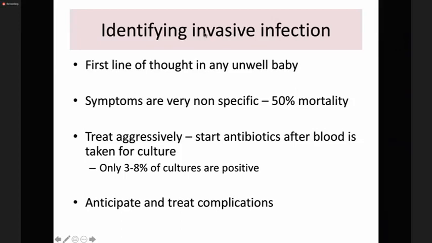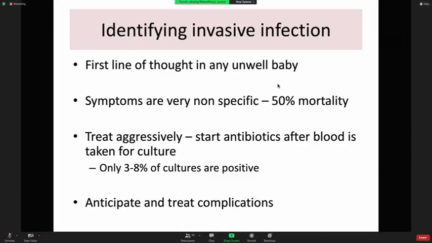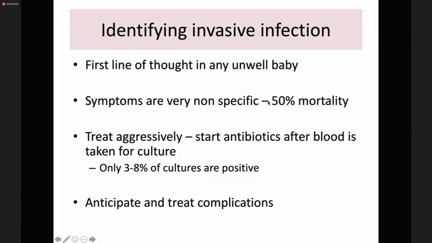So how do we identify invasive infection? It should be the first line of thought in an unwell baby, because we said symptoms are very non-specific. And since they are very non-specific, there is a lot of mortality, 50% mortality. So we have to have a very high index of suspicion. We have to treat aggressively, start antibiotics after blood is taken for culture. We don't wait for the culture results. We anticipate and treat complications.